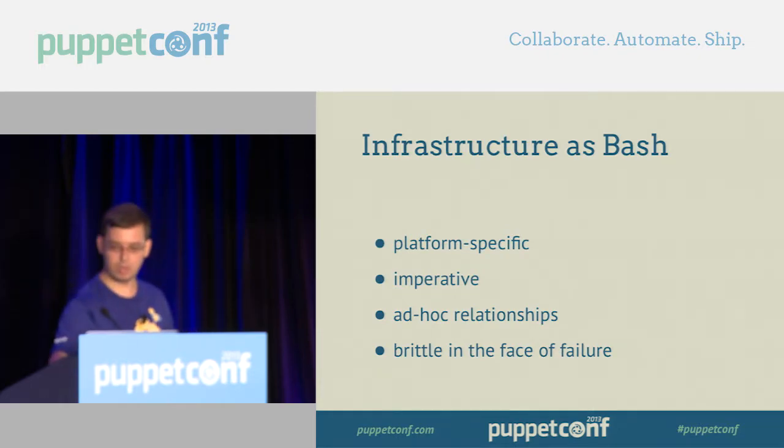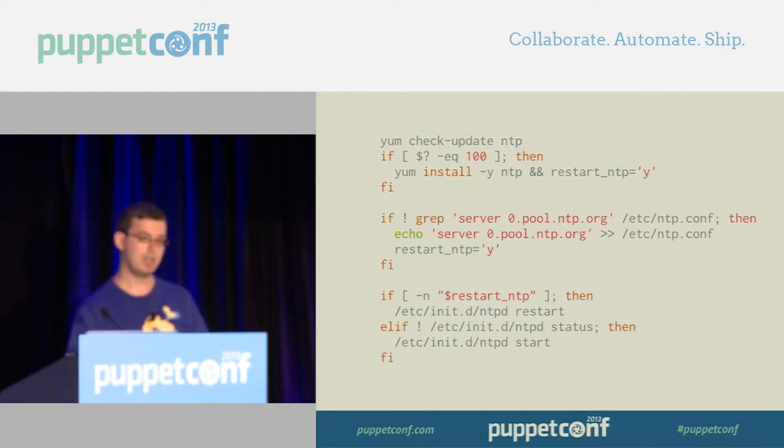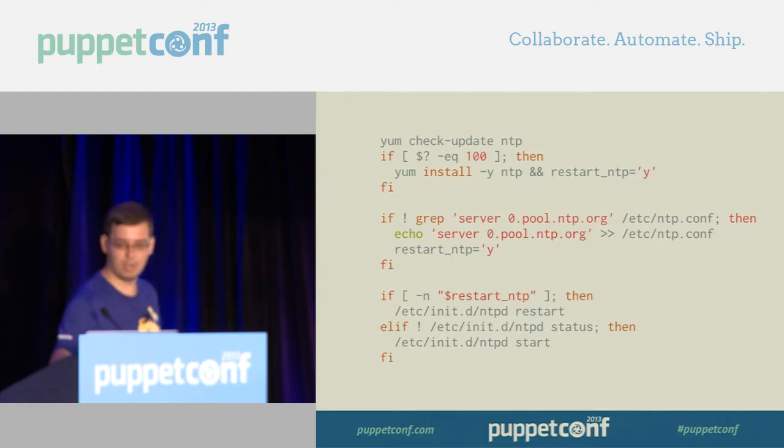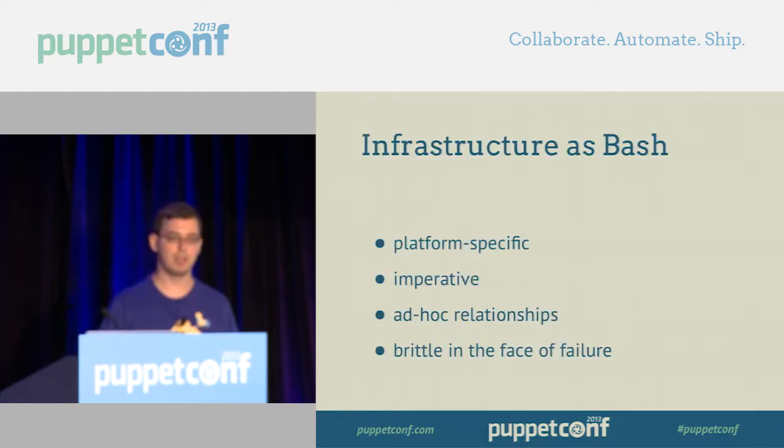Similarly, all the relationships are really ad hoc. I can see from the code totally that that package and that service are related, and the config file and the service are related, because I set a variable and then I look at that variable. But again, there's no way to introspect that. There's nothing I can do with a machine there. And even still, it's brittle in the face of failure.